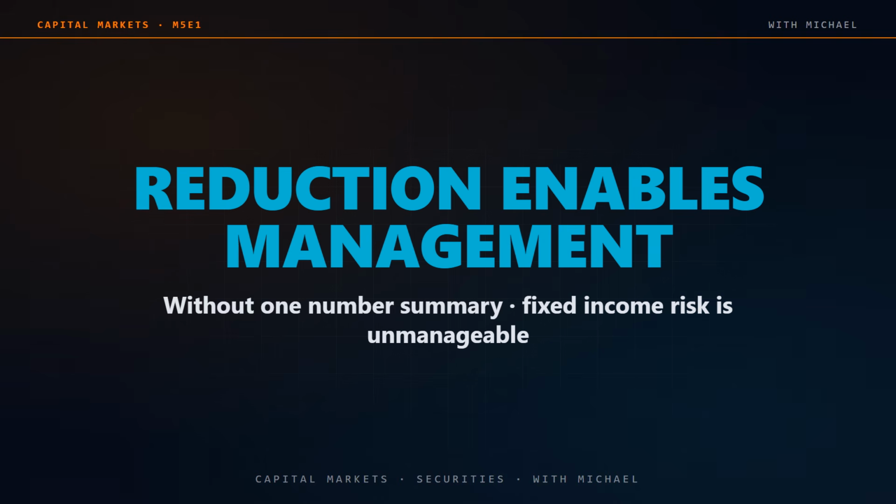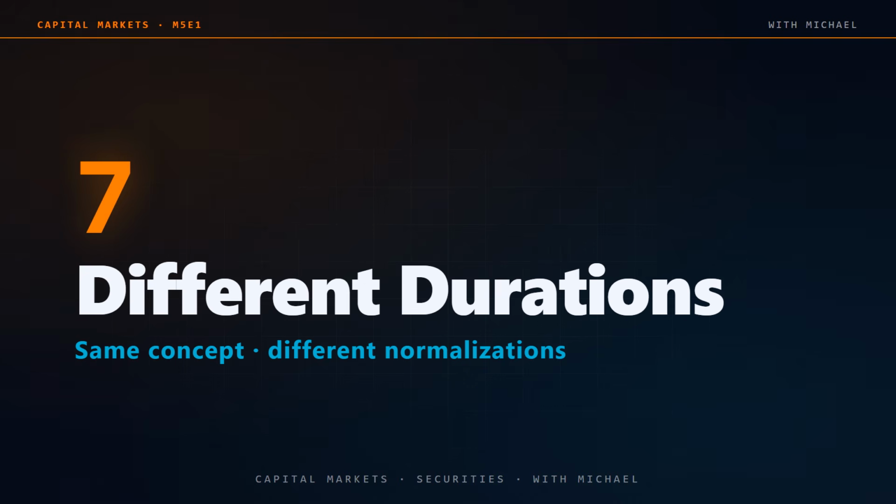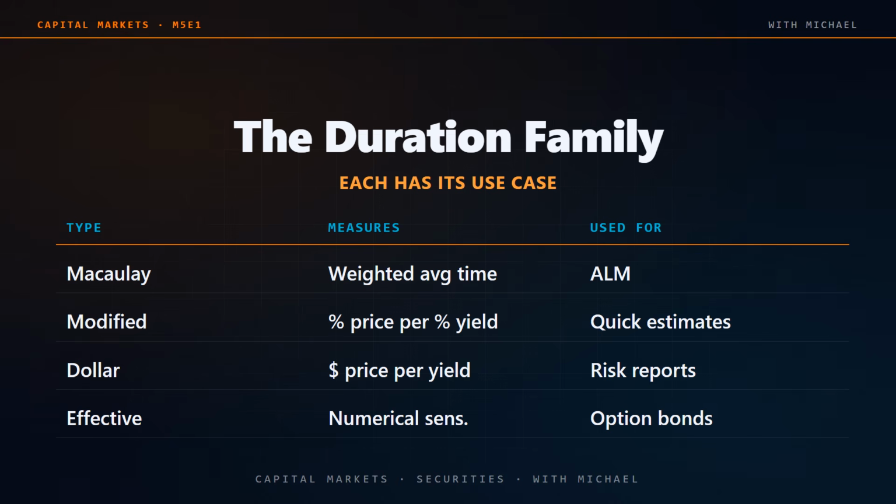Section 7. Different durations for different purposes. There is one subtlety worth noting up front. There is no single thing called duration. There are several related concepts. Macaulay duration is a weighted average of cash flow times, measured in years. Modified duration is the percentage price change per percentage yield change, also measured in years. Dollar duration is the absolute price change per yield change, measured in dollars. Effective duration is a numerical sensitivity calculation that works for bonds with embedded options.